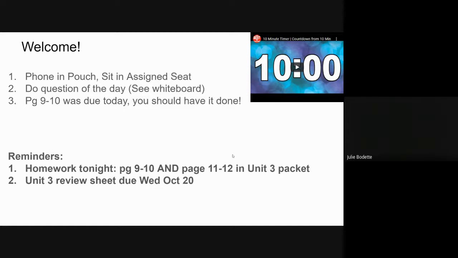You also need to work on your Unit 3 review sheet. The substitute teacher should have passed that out. You should all have a Unit 3 review sheet, and that is due Wednesday, October 20th. So again, page 9 through 12 and the Unit 3 review sheet.